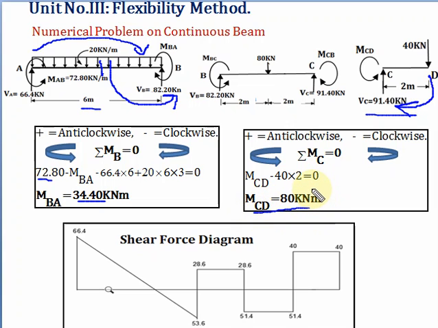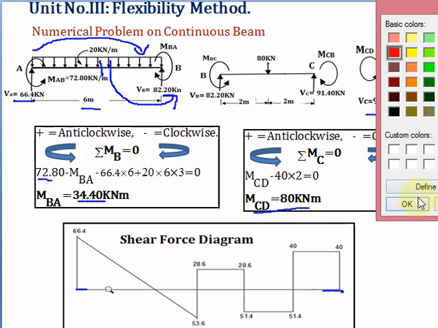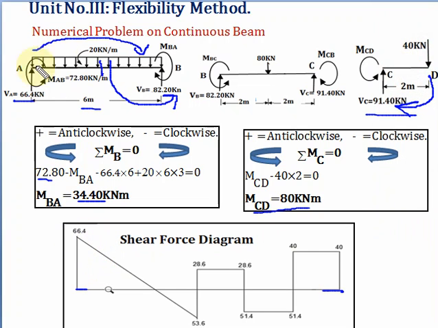Now we'll draw the shear force diagram. First we have to draw the horizontal line. So this horizontal line we have drawn. Next, the vertical reaction at A is 66.4. Here the vertical reaction is 66.4. Now member AB is loaded by a uniformly distributed load of 20 kilonewton per meter. So 66.4 minus 20 into 6, so we'll get the value 53.6.